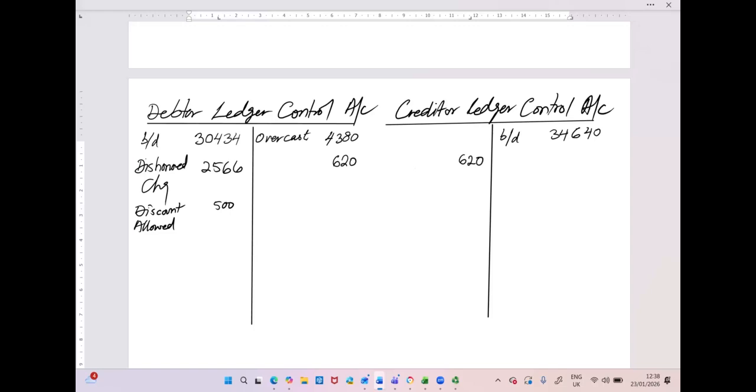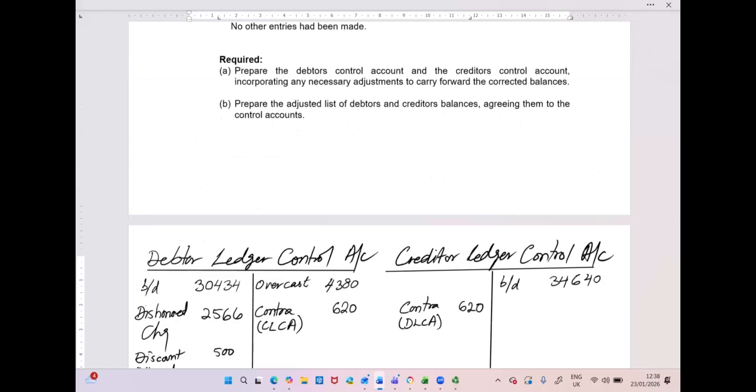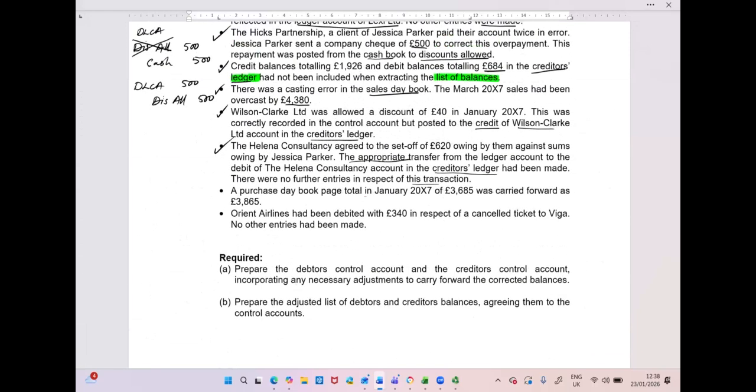and we will call it contra with PLCA, and this is contra with DLCA, debtor ledger control account. Well, PLC, I'm going to call it creditor ledger control account, and the debtor ledger control account. So we are cancelling the balance between the two accounts.